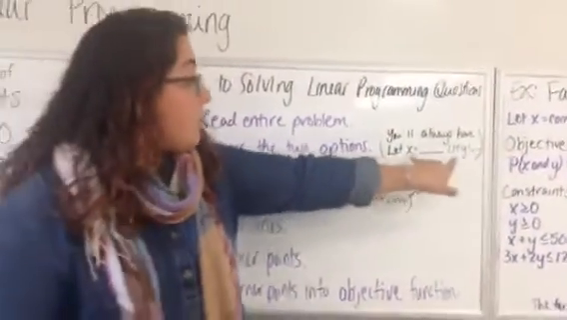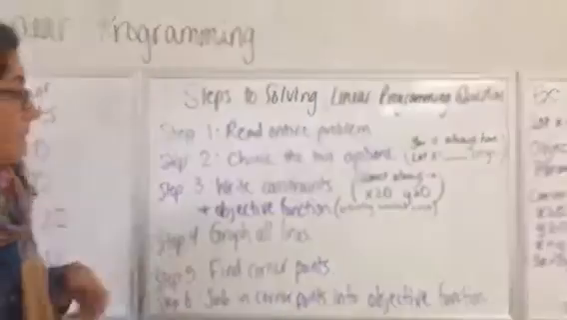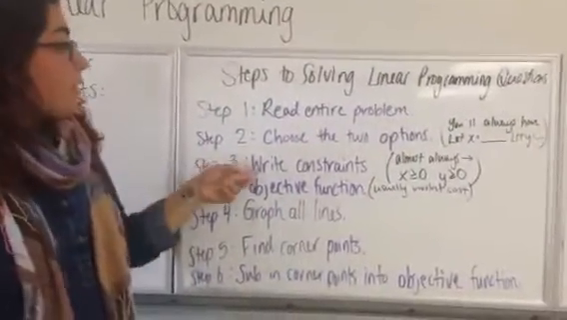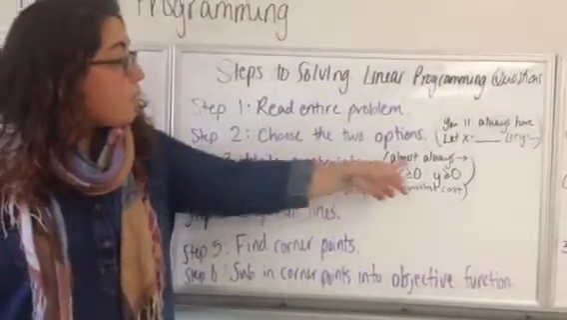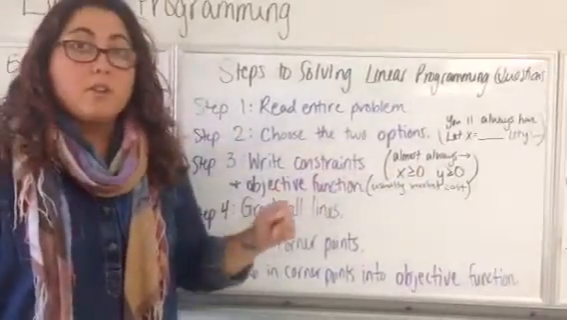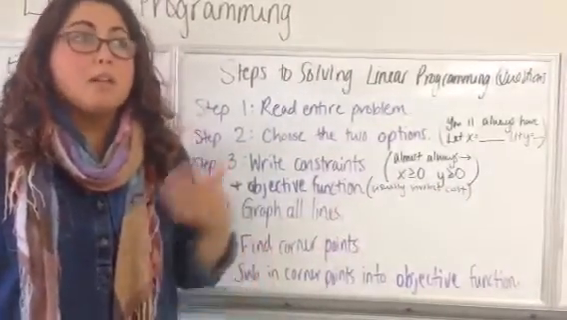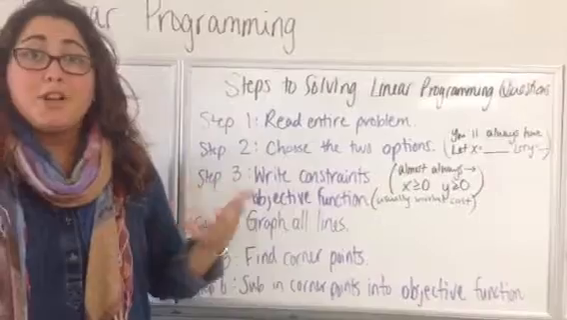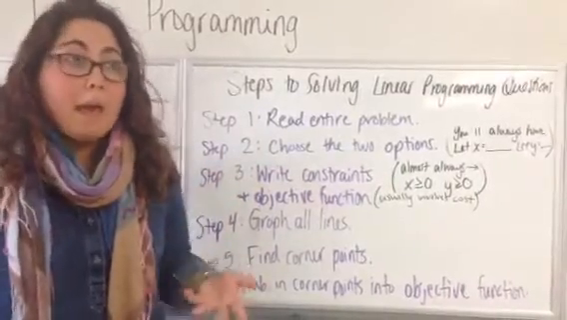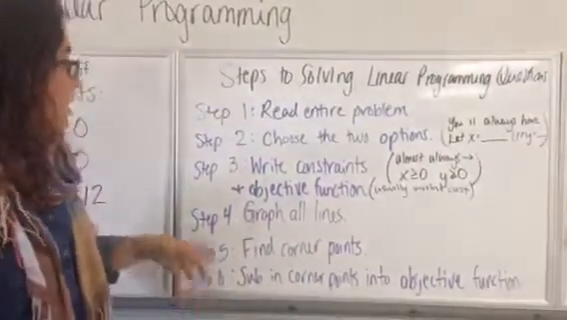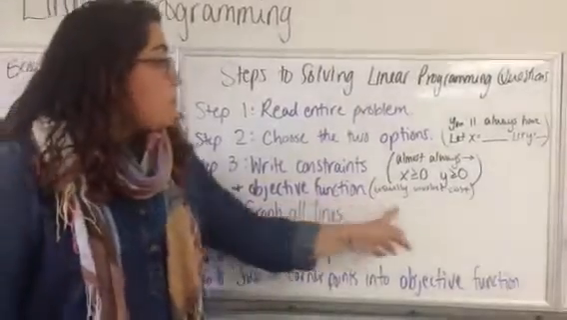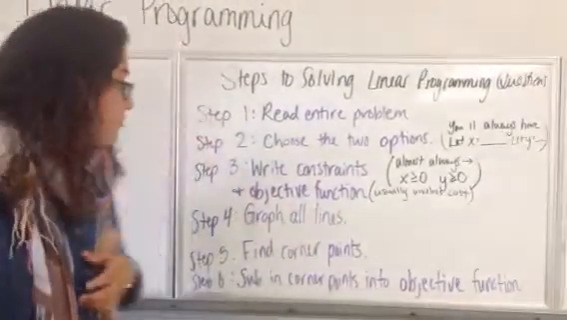You want to make sure that you state your variables. Define them, please. So step 3 is to write your constraints. As we said before, you're almost always going to have x is greater than 0 and y is greater than 0 because you're talking about real life situations and you're not going to have any negative apple pies or negative pumpkin pies. And you want to write your objective function, which we said usually involves the cost.